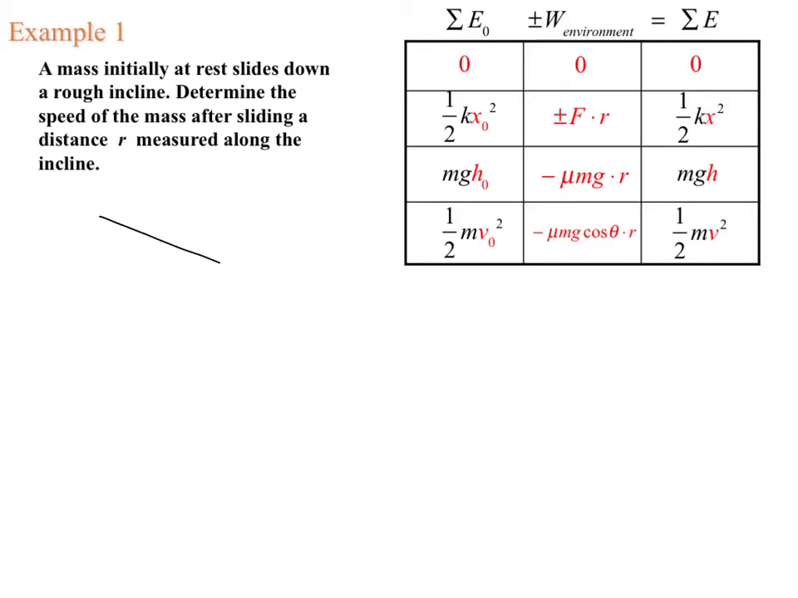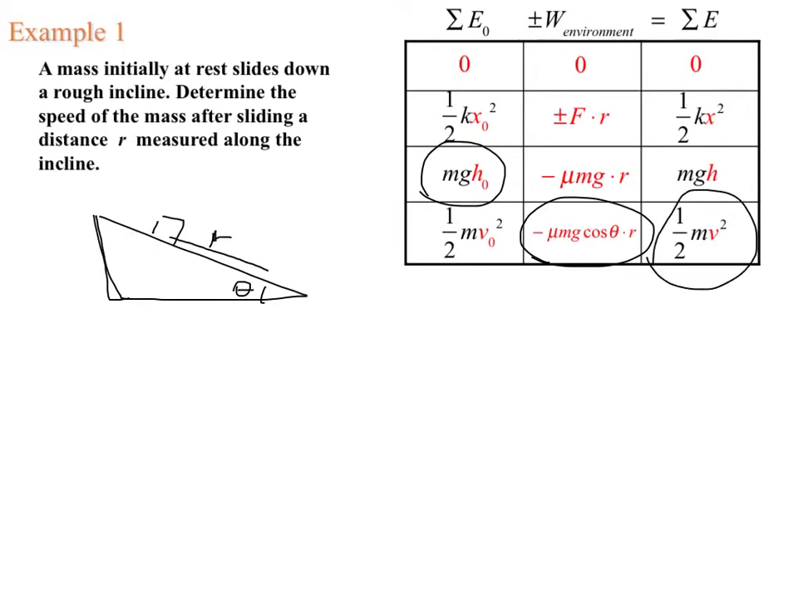Okay, so here we have an incline with some angle theta, and we have this mass that's been placed on it. Now, again, it's initially at rest, so the type of energy we have at the very beginning of our situation is going to be mgh. Now, it says that it slides down a rough surface, so some distance r. And then at the end, we're going to have a speed. So at the end, it's telling us we're going to have some kinetic energy.